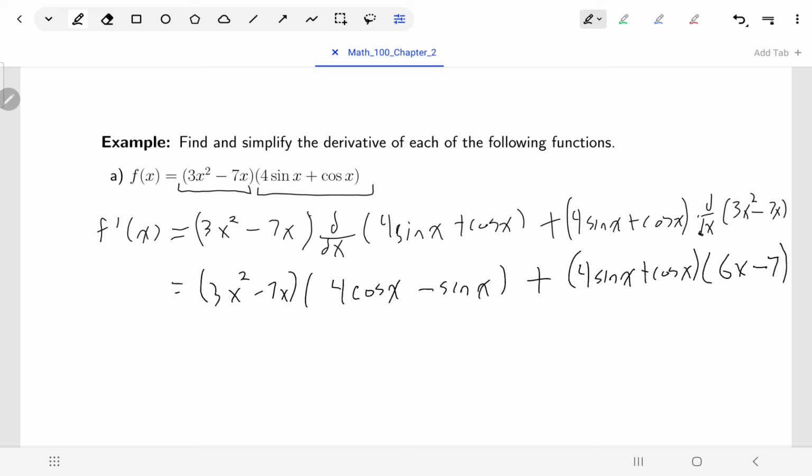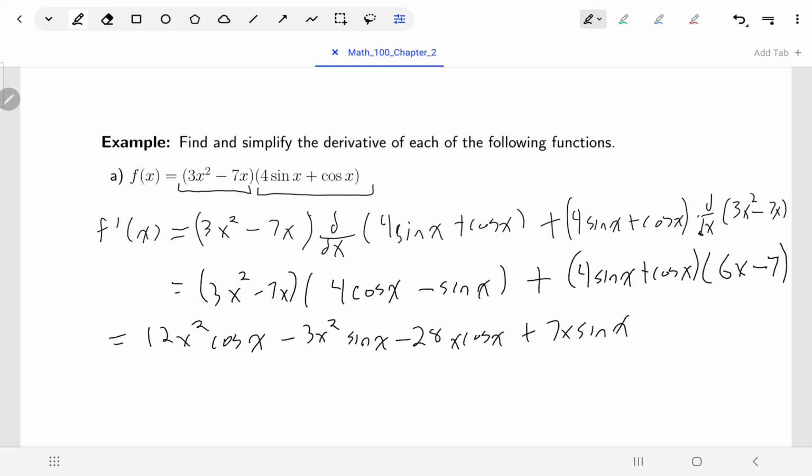So now I don't really have much that I can do here, except, and this is my plan, I'm going to expand those two brackets, and then I'll be able to combine things according to whether they have sine or cosine in them. So in the first bracket, just expanding, I've got 12x squared cosine x minus 3x squared sine x minus 28x cosine x plus 7x sine x.